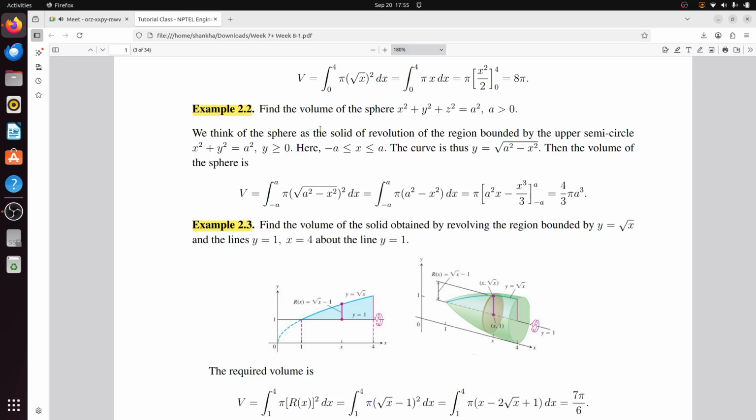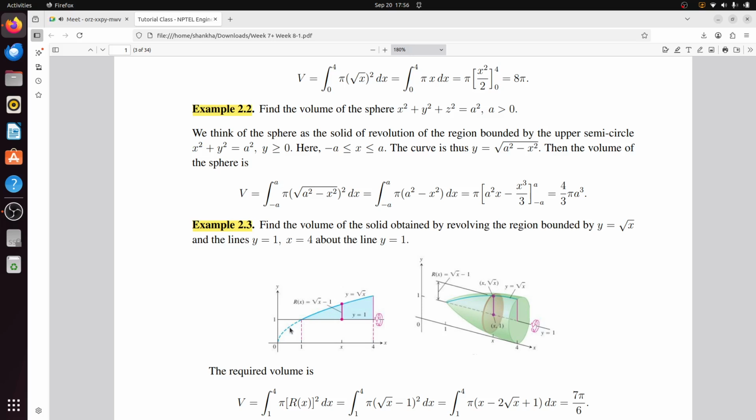Next you need to find the volume of the solid obtained by revolving the region bounded by y equal to square root of x and the lines y equal to 1, x equal to 4 about the line y equal to 1. Now what will be this distance? This distance is square root of x minus 1, whole square.